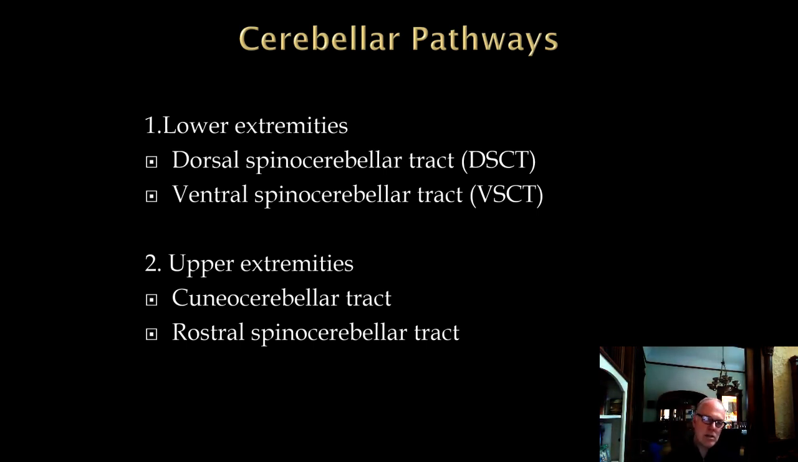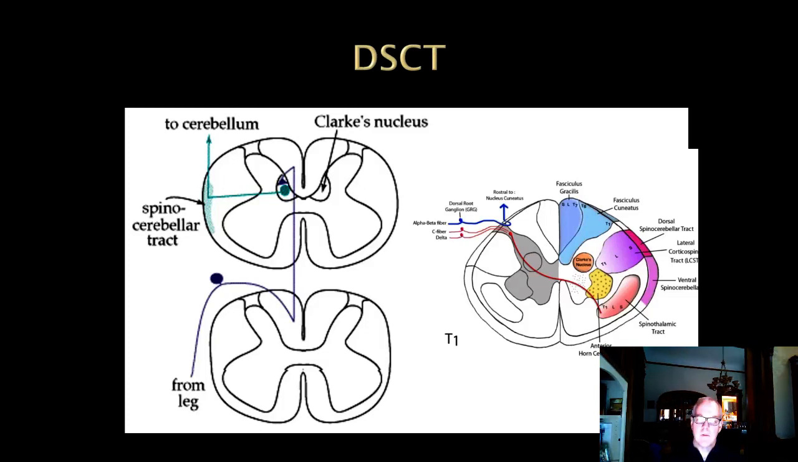Now, of course, there are ascending cerebellar pathways as well. We have the dorsal and ventral spinocerebellar tract for the lower extremities. For the upper extremities, the cuneo and the rostral spinocerebellar tracts. Okay, so let's start with the dorsal spinocerebellar tract. And this is an interesting pathway.